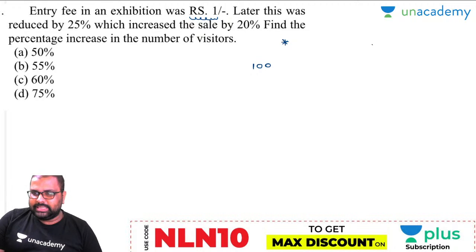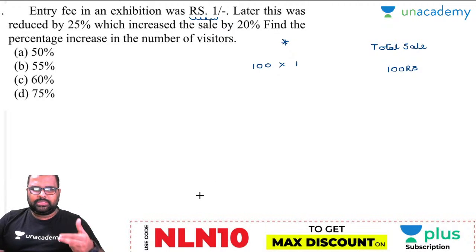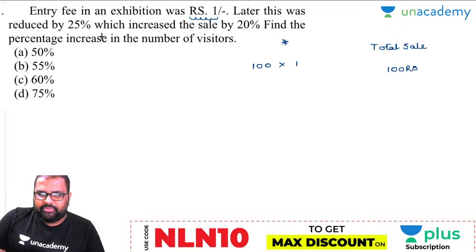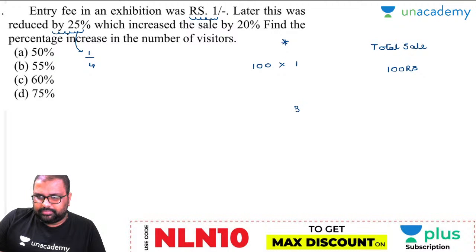So what will be the total sale here? Is it 100 rupees? Today, 100 persons visited the gallery, and from each person you have taken 1 rupee as ticket, so the total sale will be 100 rupees. Yes, perfectly done, 100 into 1. Now what happened? Later the fee was reduced by 25 percentage. 25 percentage is nothing but 1 by 4, so presently the ticket price is 3 by 4 only. This increased the sale by 20 percentage. Previously your total sale was 100 rupees, now your total sale is 120 rupees, and you are asked to find out the increase in the number of visitors.